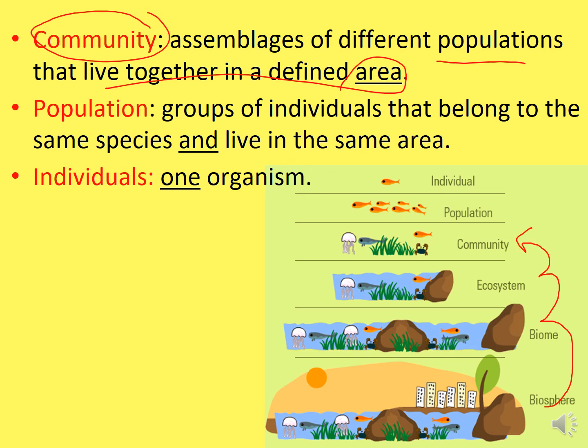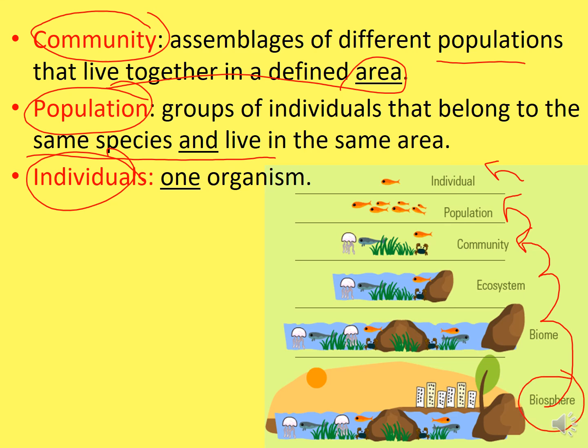All right. Now, what is a population? A population is the same group, same species that live in the same area. Then, obviously, what is an individual? One organism. So, just to give you an idea, we stay here in North Carolina, and this is just a cheap way of saying it, right? This is to say this is North Carolina. That would be biosphere.